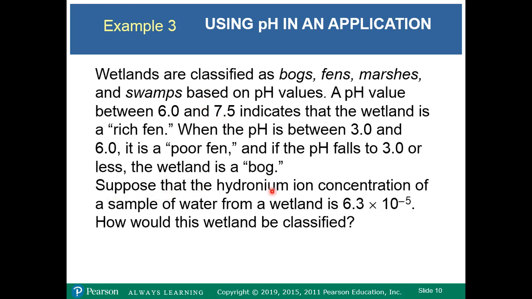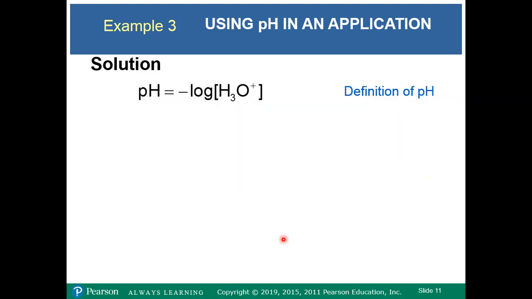So it says, suppose that the hydronium ion concentration of a sample of water from a wetland is 6.3 times 10 to the negative fifth power. How would this be classified? So the first thing we need to do is find the pH, and then based on this scale or these categories, we're going to figure out which one it falls into. So we want to find the pH. We've got the concentration, so let's use the formula.